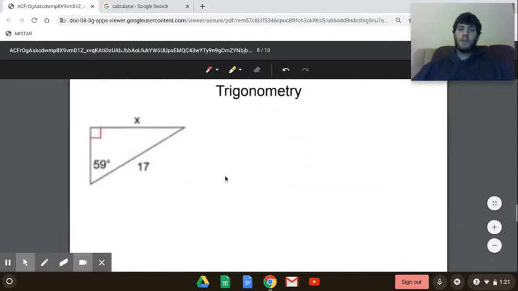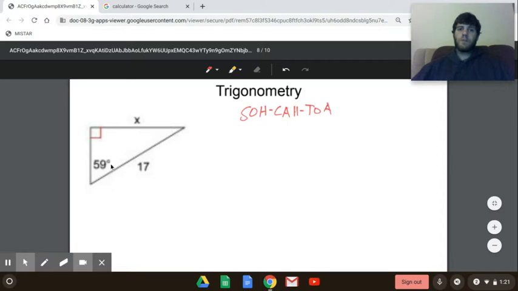Trigonometry. So sine, cosine, and tangent, right? We're going to use sine, cosine, and tangent when we have one angle and one side and we're trying to find a second side. So we have one side here, and we have one angle, and then we're trying to find a second side of the triangle.